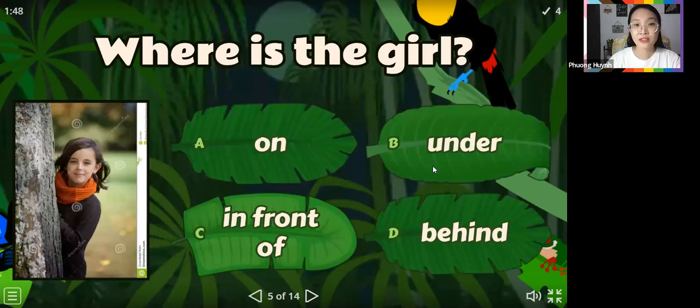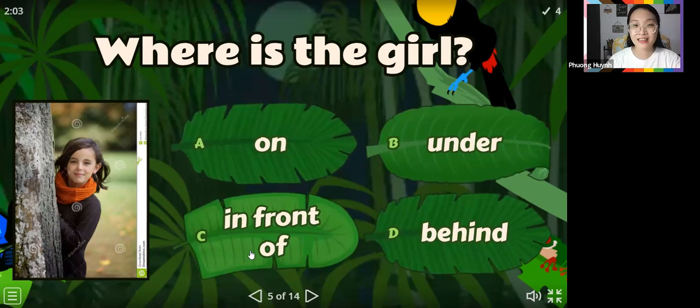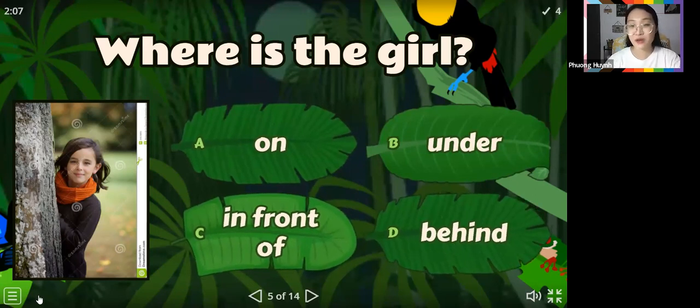So how about number 5? Where is the girl? We have on, under, in front of, or behind? Okay, so most of you choose behind. So I will say the girl is behind the tree. Okay, so you have the position of place. We have a place here, that is the tree. So I choose D, behind.